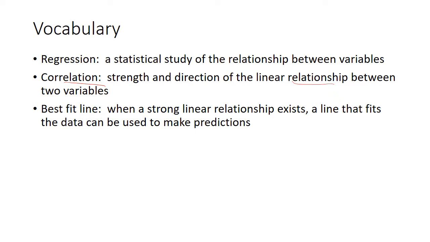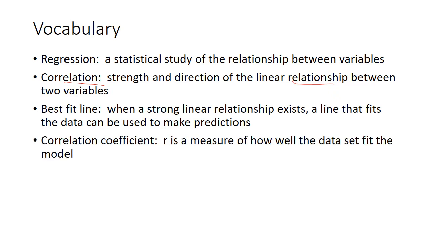So a best fit line is, if you have a strong linear relationship, a strong correlation, you can make a line that's going to go through the data. That best fit line is not going to be a perfect line, but it can be used to make predictions for the future. The number that tells you how strong that relationship is, is called the correlation coefficient. We call it an R, and it is going to be between 0 and 1, a decimal. The closer you are to 1, the stronger the correlation is, and the weaker the correlation is, the closer it is to 0.